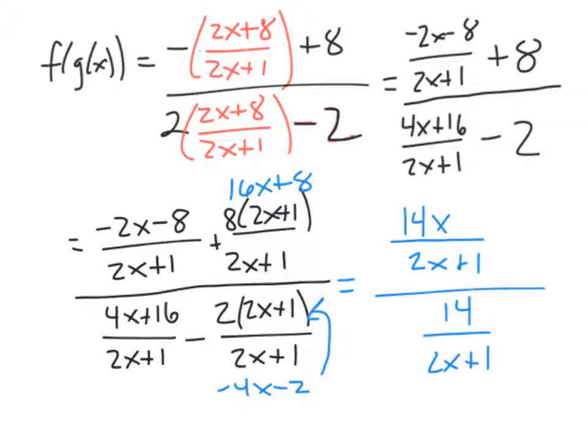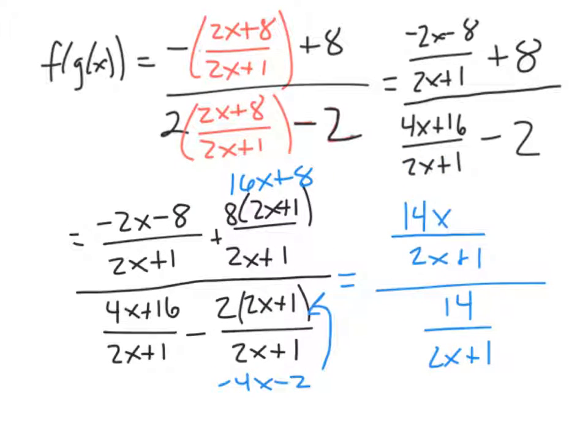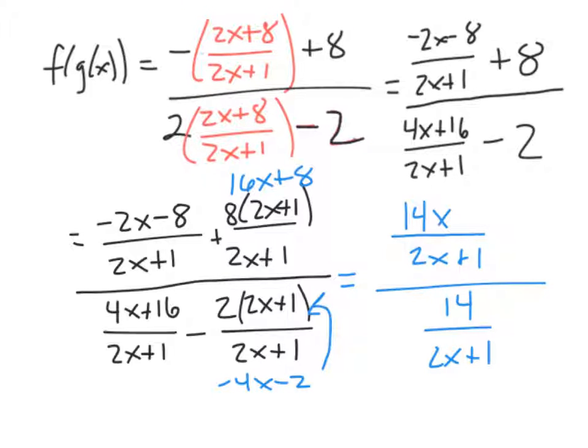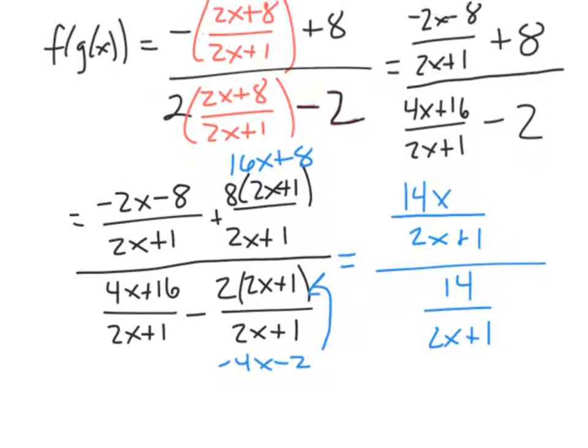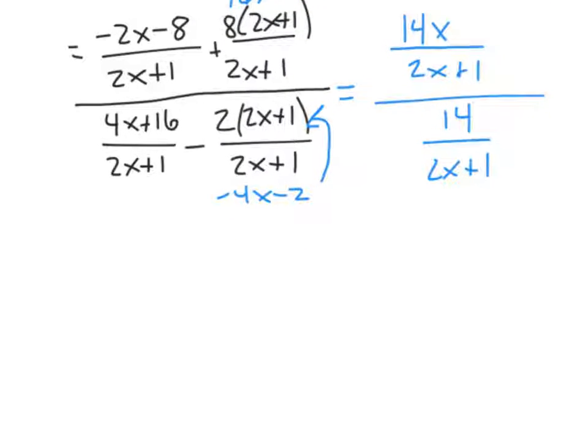So what does that mean we can do? Oh, multiply it by 2x plus 1. Keep, change, flip. Wait, can't we just multiply it by 2x plus 1 and be 14x? Yes, it's gonna come out to x over 1.